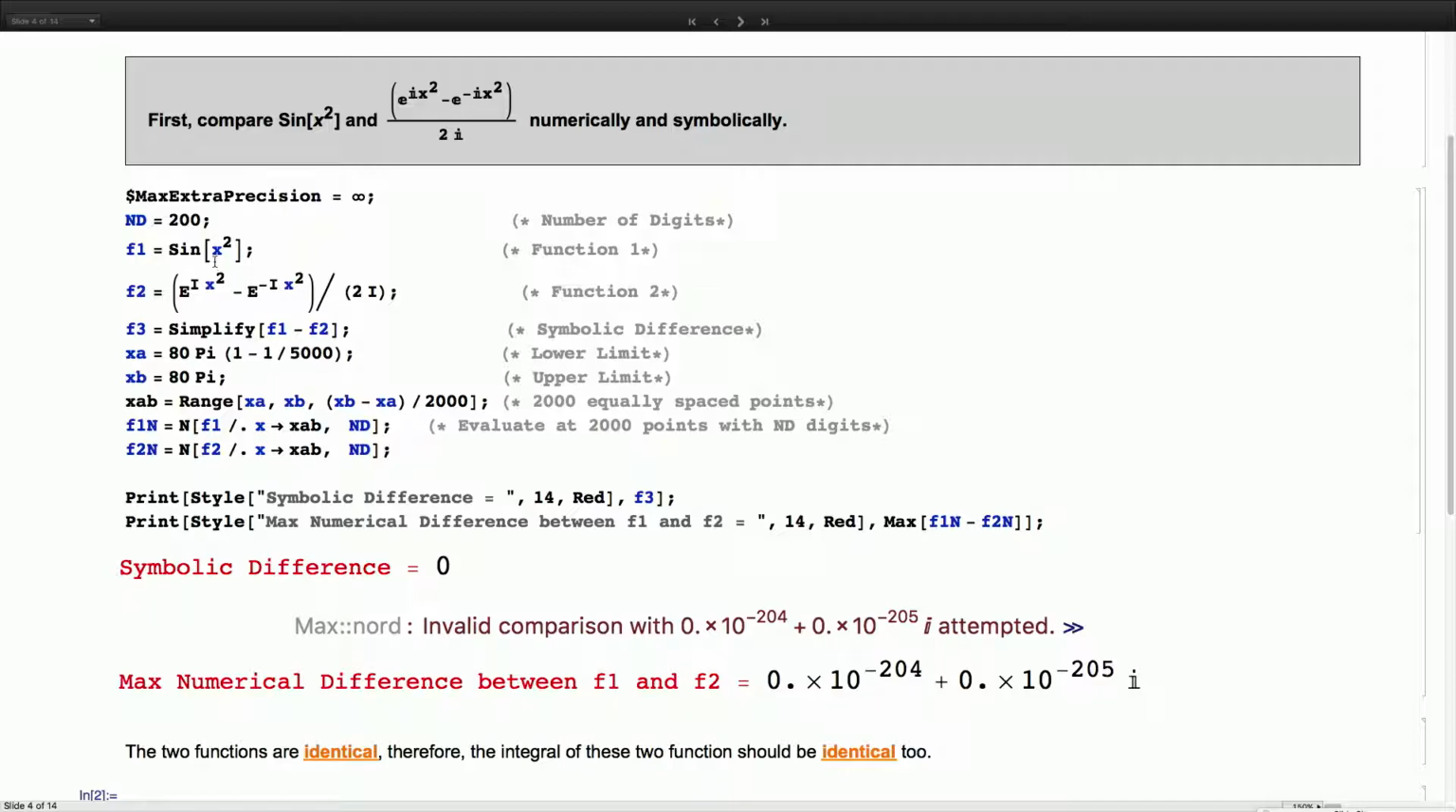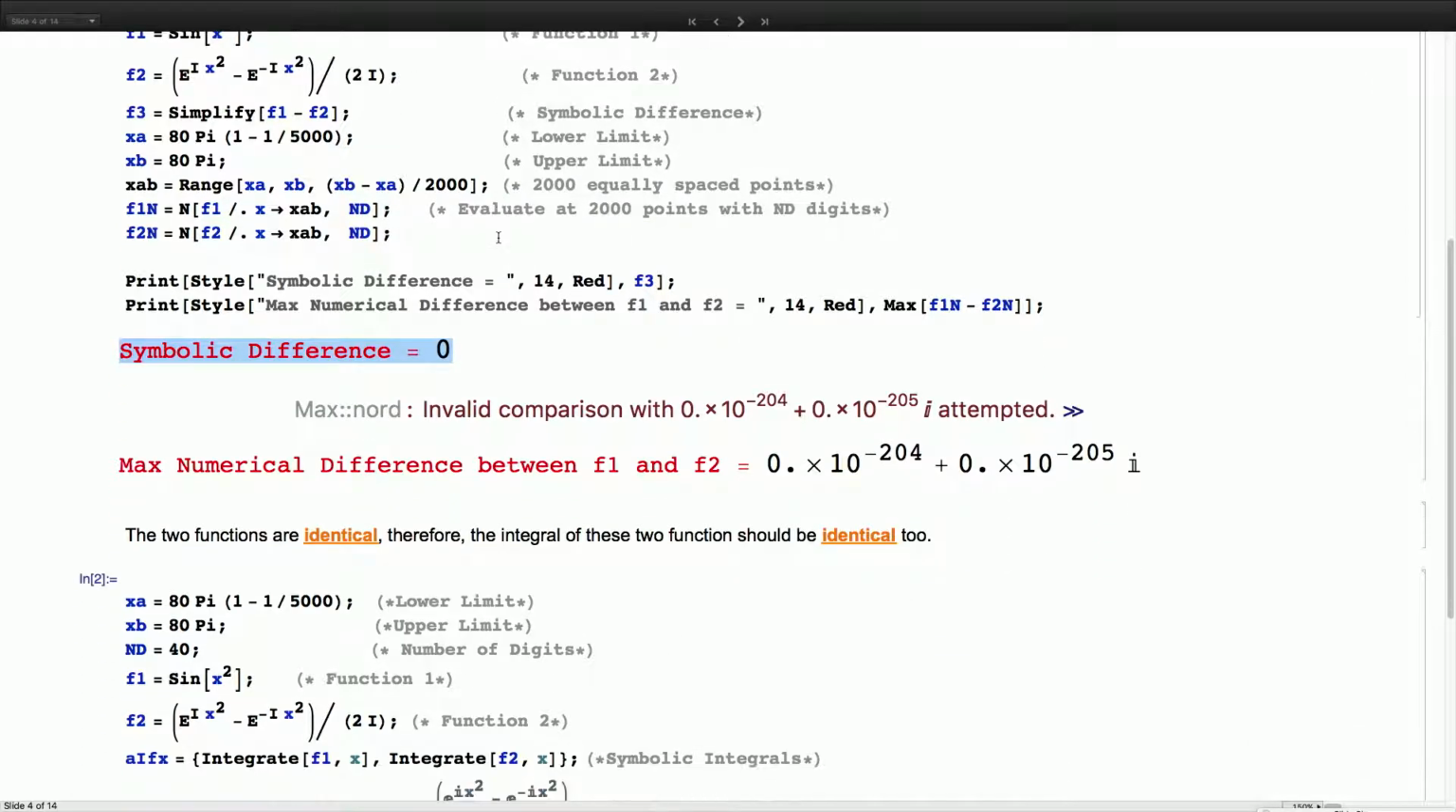I'm not going to run this one, but what I'm doing here is getting an f1, f2. I am just symbolically subtracting them and then numerically doing the same thing. I'm getting a symbolic difference equal to 0, and the numerical difference to whatever number of digits that I asked. So these two functions are numerically and symbolically identical. That means that when I'm integrating these two functions, I have to obtain the same integral result.